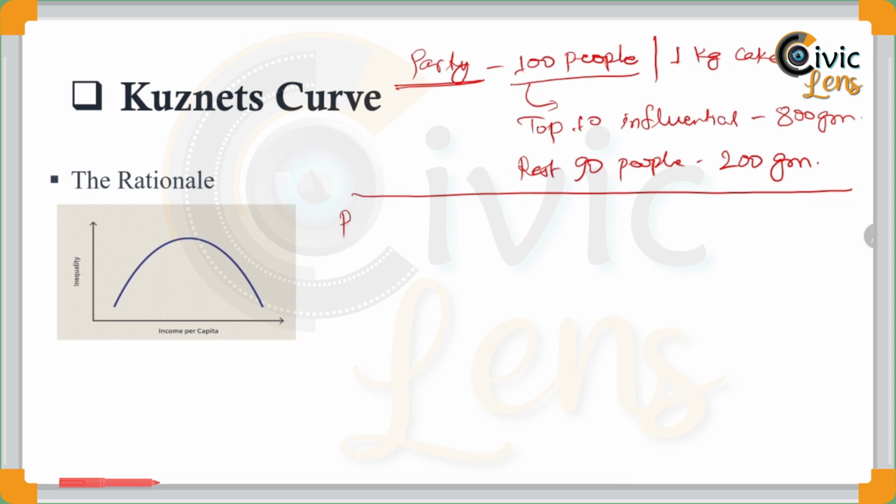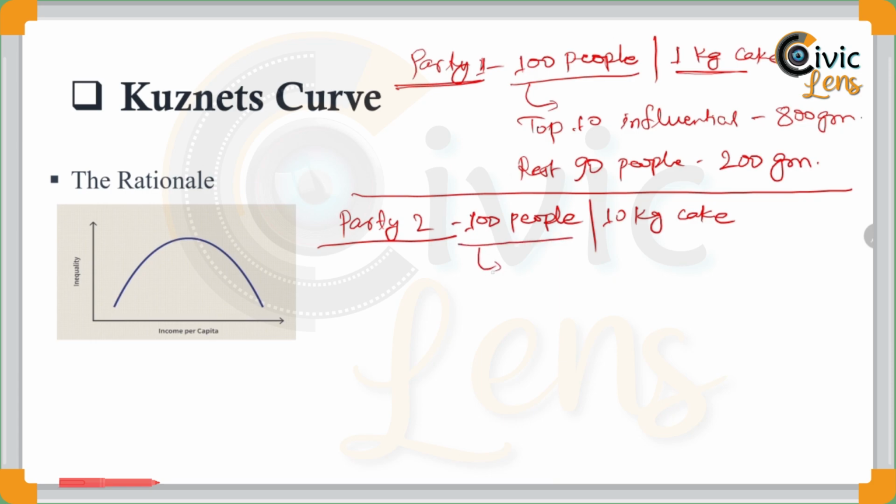Now let's imagine another similar party, let's call it party 2, and this is party 1, right? Here again 100 people are present, and instead of a 1 kg cake, let's say a 10 kg cake is cut and distributed among these people. And here again, let's say there are top 10 influential people, right? The top 10 people are able to grab 2 kg of cake. So the rest 90 people will get only 8 kg of cake, right?